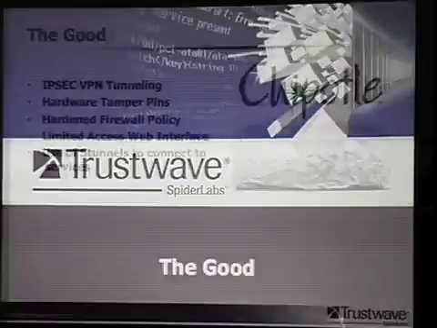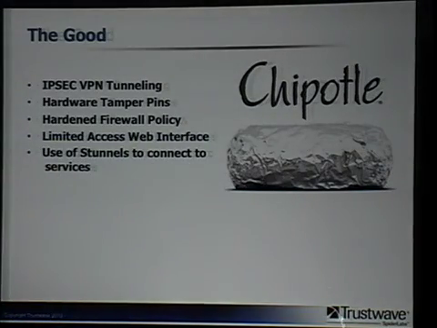So the good, there's always good things to talk about. On these devices, they're all VPN tunneled across the LAN, so there's a lot of good security in that. They're using a site-to-site pre-shared key and/or certificate, depending on the vendor, for VPN tunneling. Sniffing the traffic's not going to get you much other than a DHCP request and the handshake for the VPN. The hardware tamper pins that Jack was talking about, I mean, it's a step.